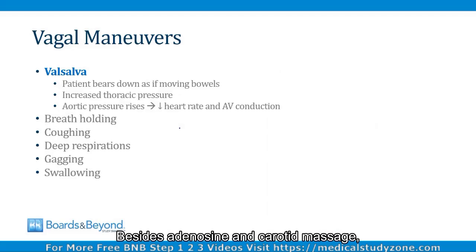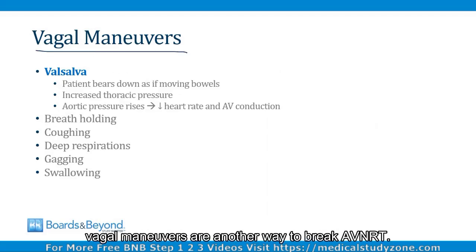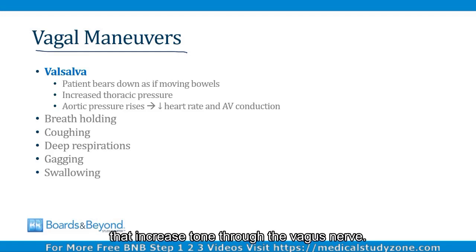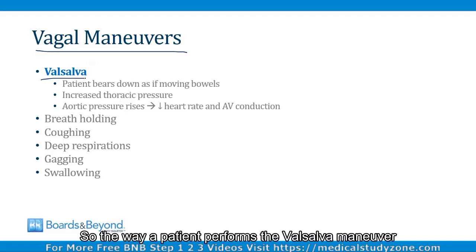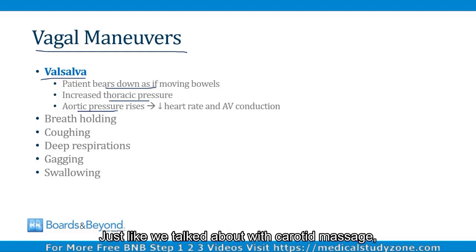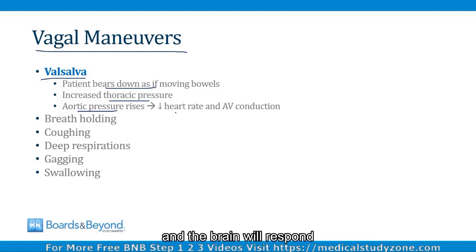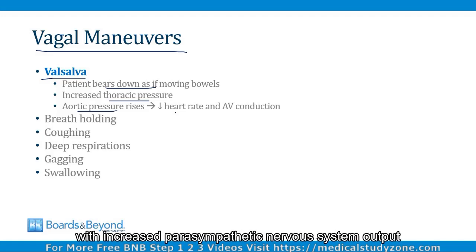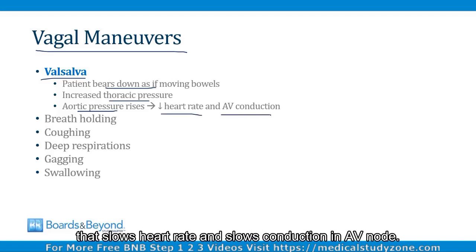Besides adenosine and carotid massage, vagal maneuvers are another way to break AVNRT. Vagal maneuvers are maneuvers a patient can do that increase tone through the vagus nerve. One of these is the Valsalva maneuver. So the way a patient performs the Valsalva maneuver is you ask the patient to bear down as if they're moving their bowels. This will increase the thoracic pressure, and this will press on the aorta and slightly increase the aortic pressure. Just like we talked about with carotid massage, that will be interpreted by the brain as a rise in blood pressure, and the brain will respond with increased parasympathetic nervous system output that slows heart rate and slows conduction in the AV node.